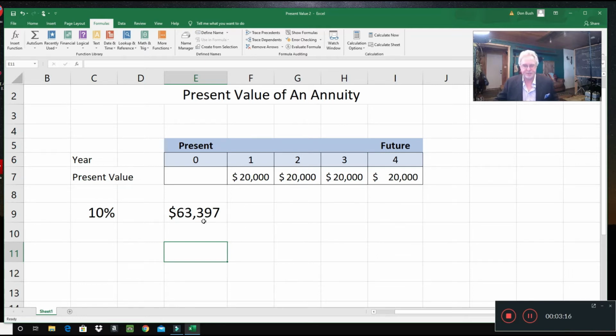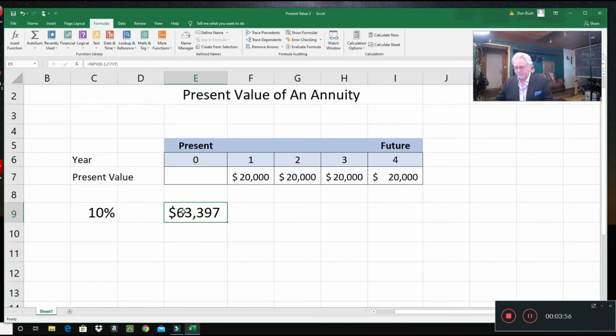So what does this mean? So it means if a person had $63,397 in the bank and the bank was paying 10% interest, that person could withdraw $20,000 at the end of year 1. Withdraw another $20,000 at the end of year 2. Withdraw another $20,000 at the end of year 3, and finally withdraw another $20,000 at the end of year 4. Of course, at the end of year 4, after withdrawing that final amount, there would be nothing left in the account. But of course, this only works at 10% interest.